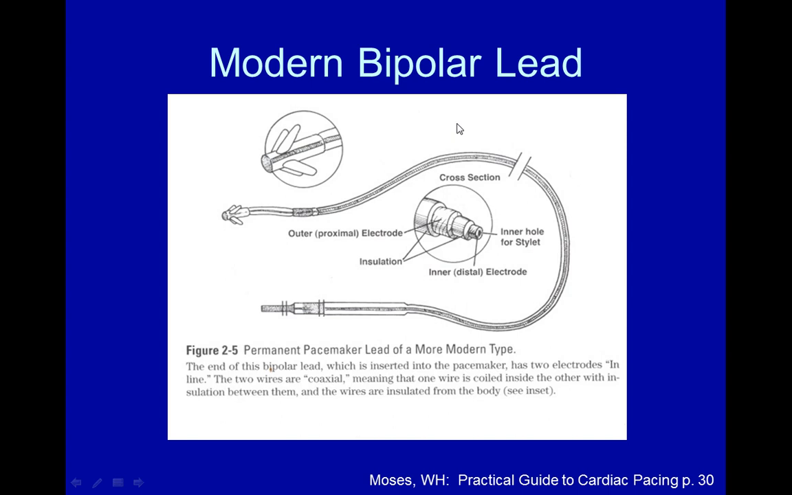And just to summarize the lead discussion here, here's the connector pin. This is a typical coaxial bipolar electrode. Here's your conductor, the insulation around the conductor. Actually, here are your two conductors, one inside the other. One conductor ends at the proximal electrode and the other at the distal electrode, and then this is the fixation mechanism, in this case a passive fixation mechanism.